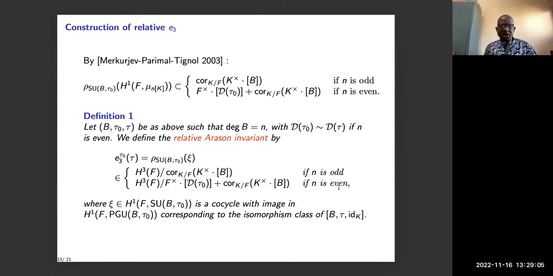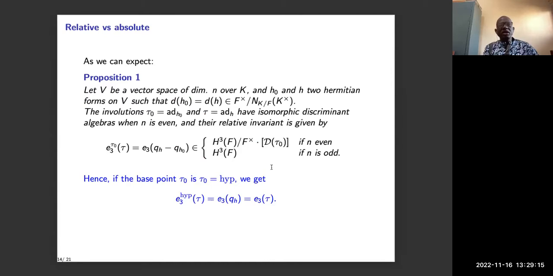Now, as we can expect, when the algebra with unitary involution is split, we denote by H0 and H two hermitian forms on V, such that the two forms have the same discriminant. And if we denote by tau 0 and tau the associated adjoint involutions, we can compute the relative invariant of tau with respect to tau 0. And we show that it is exactly the E3 of Q_H minus Q_H0.